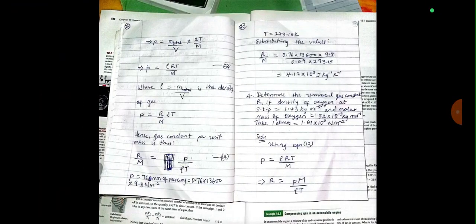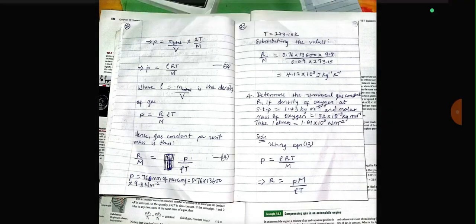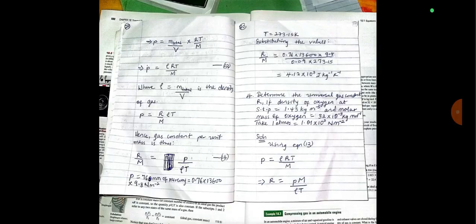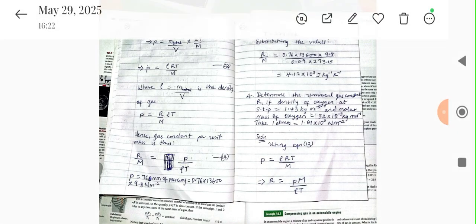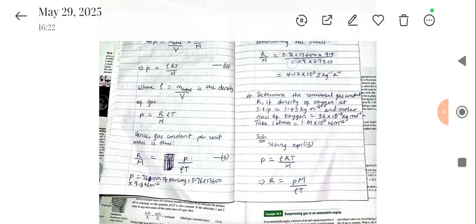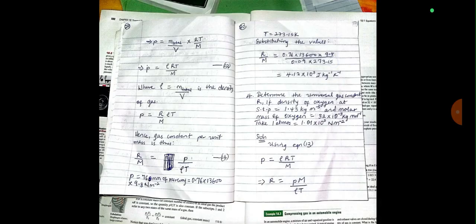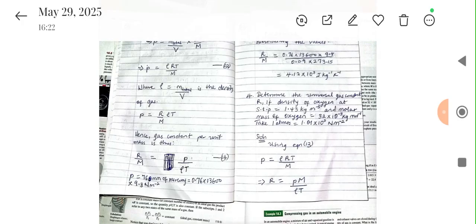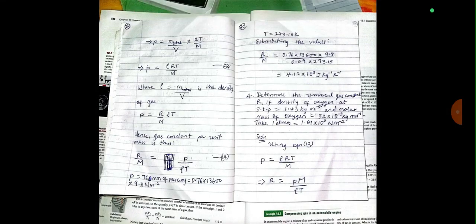So the gas constant per unit mass is pressure divided by density times temperature. Now we have seen the pressure. The density is given as 0.09, and the temperature is the standard temperature, the absolute temperature. So when you simplify, the gas constant per unit mass is this.